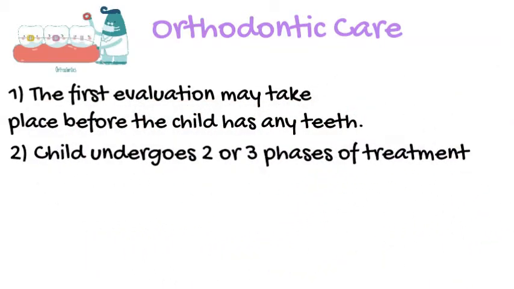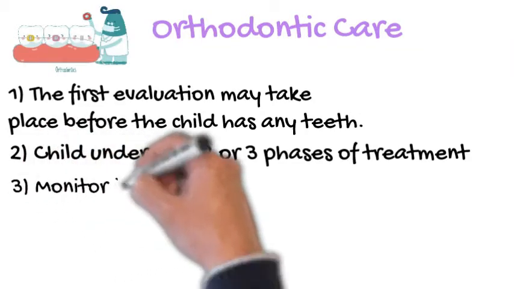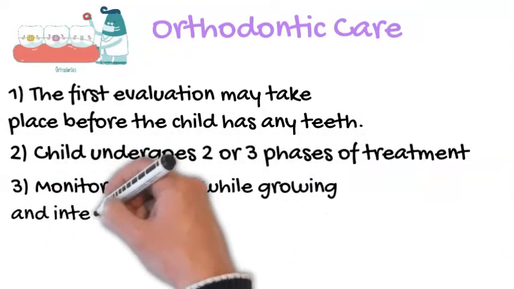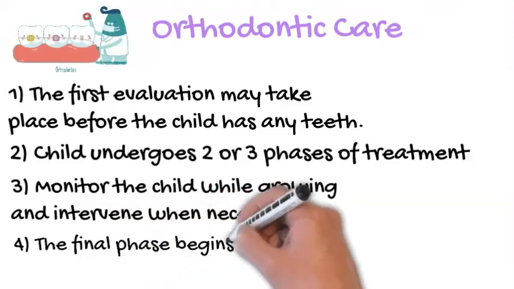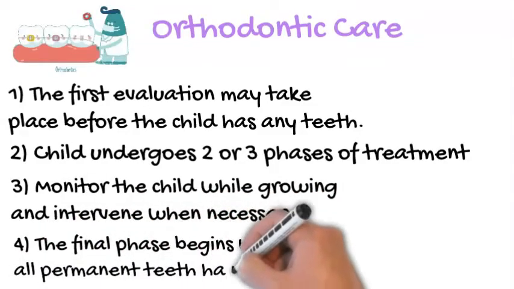Usually the child undergoes 2 or 3 phases of treatment, each one with a specific goal. The orthodontist should monitor the child while he is growing and intervene with the treatment when necessary and appropriate. The final phase of treatment begins when all the permanent teeth have erupted.